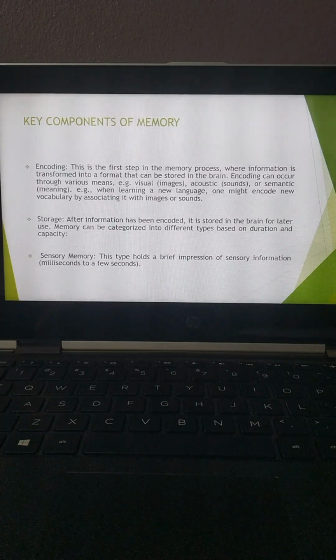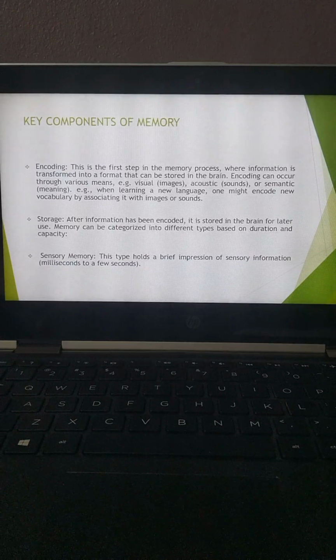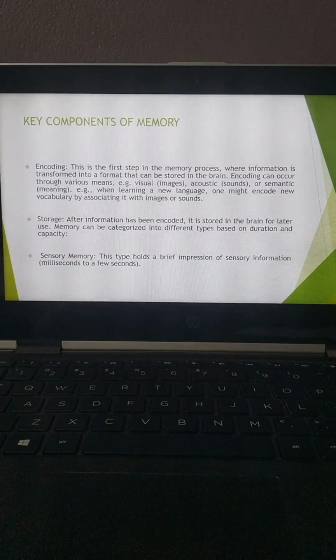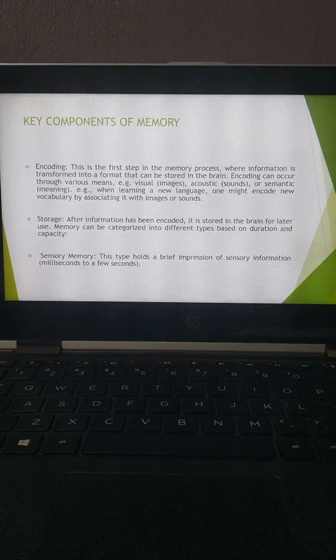So visuals has to do with seeing images, and these images are transformed into formats that can be stored in the brain. The second is storage. After information has been encoded, it is stored in the brain for later use.